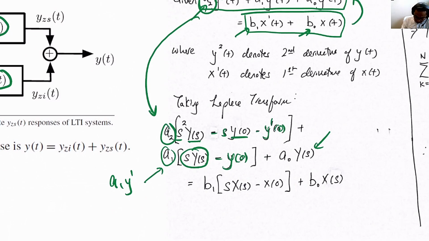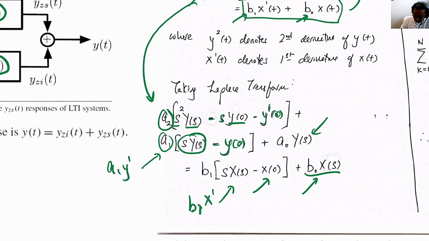Corresponding on the right hand side, we are only first order, so b1 dx/dt becomes b1 s X of s, and then we have the initial condition of x, then we have b naught X of s for the second term here.